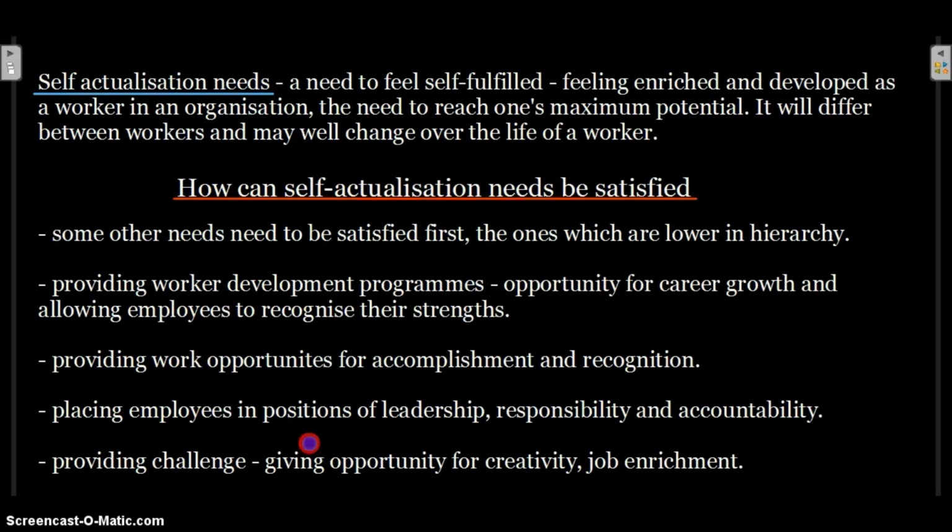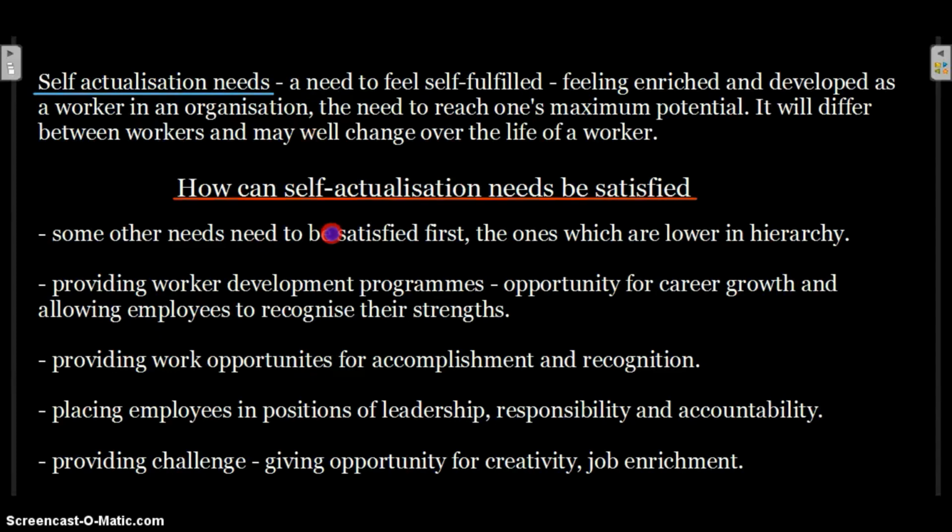Now, self-actualization needs are basically a need to feel self-fulfilled, feeling enriched and developed as a worker in an organization. The need to reach one's maximum potential. It will differ between workers and may well change over the life of a worker. Some workers might want some other things for their self-actualization needs, some might demand some other factors. Overall, it's just a need to feel self-fulfilled, feeling enriched and developing yourself to reach your own maximum potential.